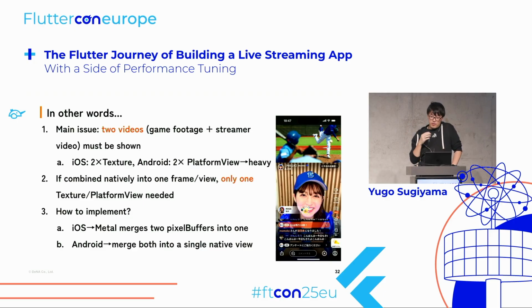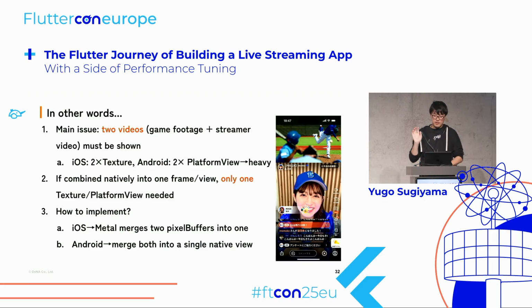If we could combine these into a single frame or view on the native side, Flutter would only need to handle one texture widget or one platform view. In general, using one texture widget or platform view is better than using two from the perspective of performance. So the real question is, which performs better: using two texture widgets or platform views, or merging them into one frame or view?